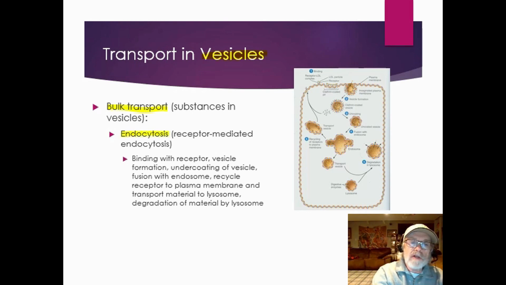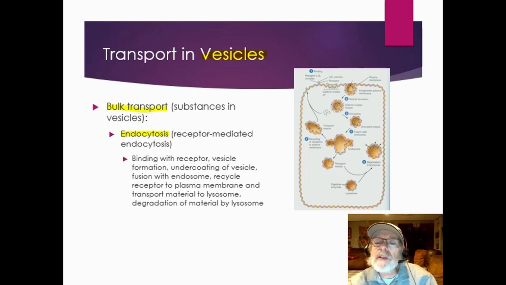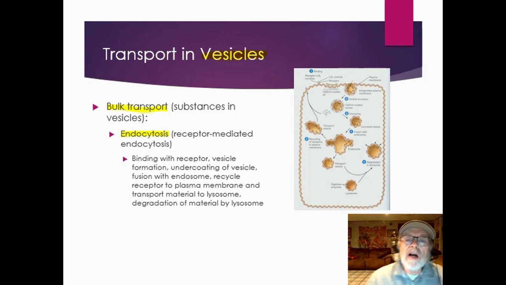And endocytosis basically occurs where something binds with a receptor on the outside. This is a bad picture, so don't look at the picture for now. It binds with a receptor on the outside. So material binds, and what happens is actually the cell membrane.